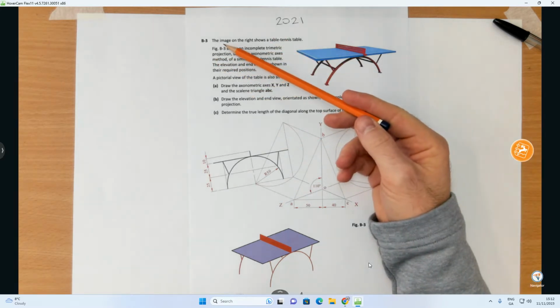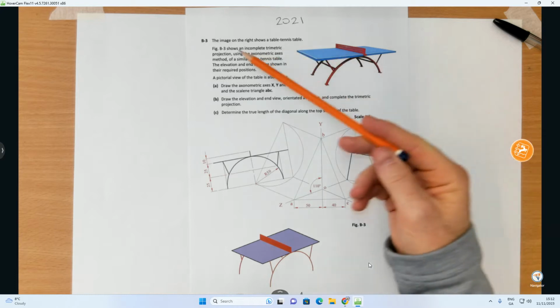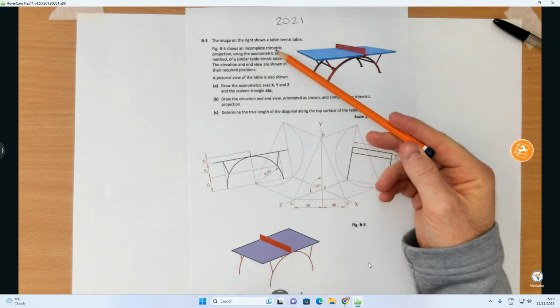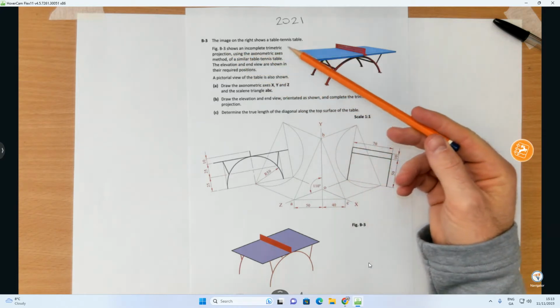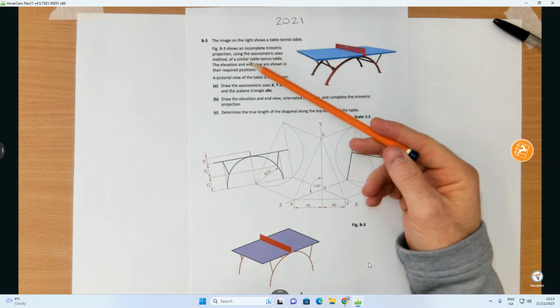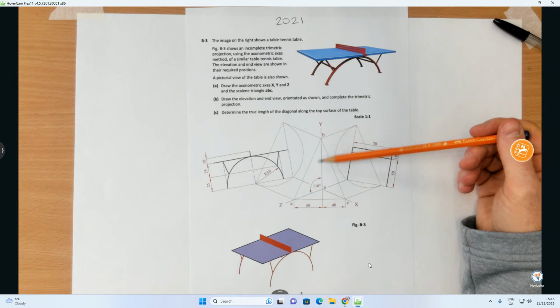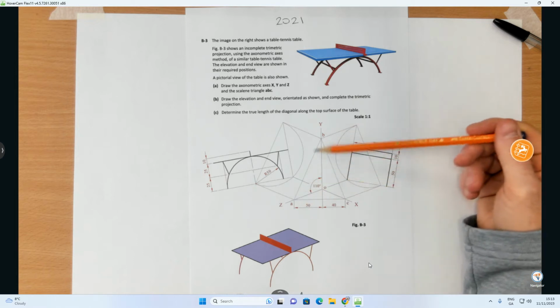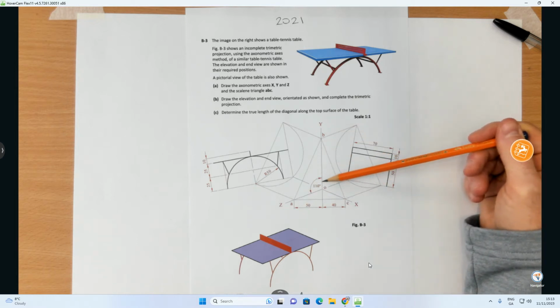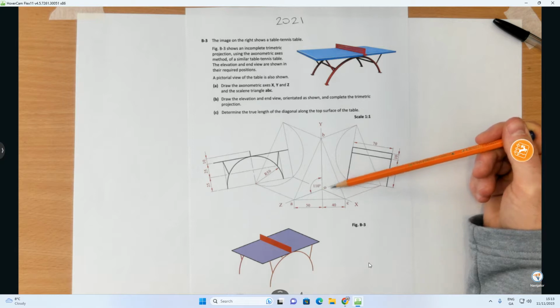So it says here, the image on the right shows a table tennis table. The figure B3 shows an incomplete trimetric projection using the axonometric axes method of a similar table tennis table. By trimetric, basically what they're saying is all the angles inside the triangle ABC are all going to be different.